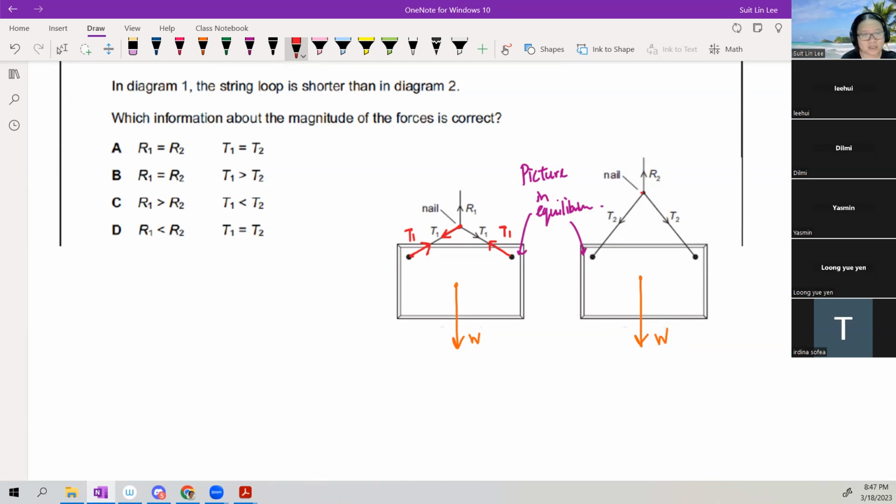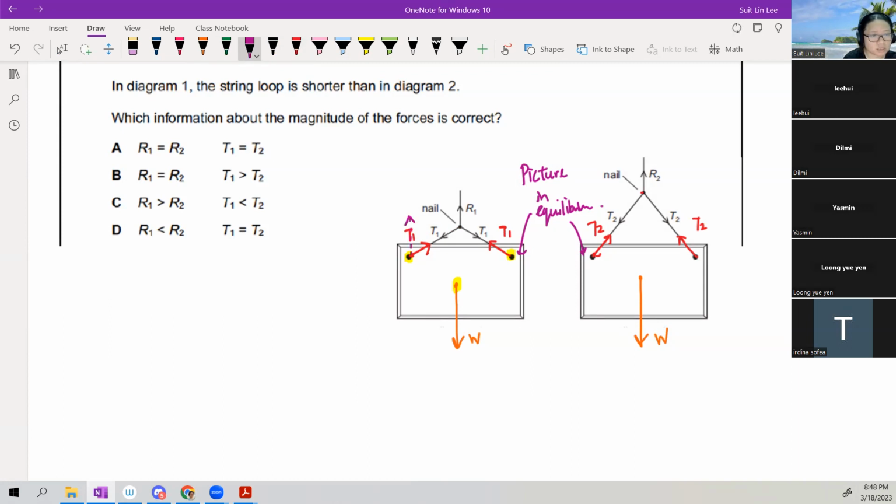Okay. So if I only care about the picture, meaning if I only want to draw the forces acting on the picture, it is these two T1 balancing W. Likewise here, there will be two T2 balancing W as well. We already resolved one, so we don't really have to resolve again. But what we're doing is we're going to take the vertical component.